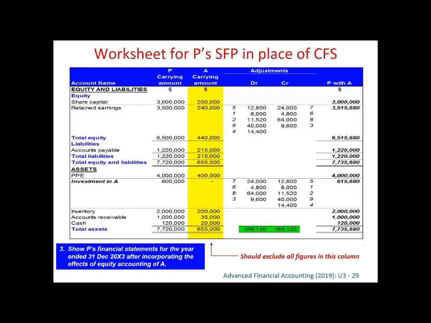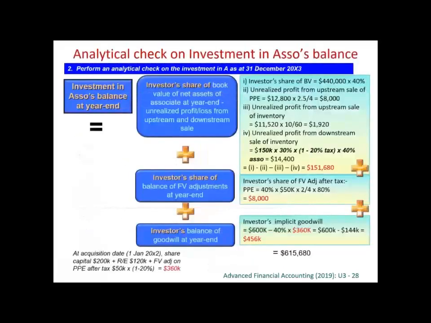Okay, so we got the investment in associate, 615,680. Sometimes the question will ask for an analytical check, or we call it reconciliation. Even this week, for the NCI, the non-controlling interest, you will be asked for reconciliation. Reconciliation means you have to analyze it into book value of net assets, fair value adjustments, and the goodwill component. So now we analyze this 615,680 into its 3 components. Slide number 28: book value of net assets, fair value adjustments, and the goodwill component.